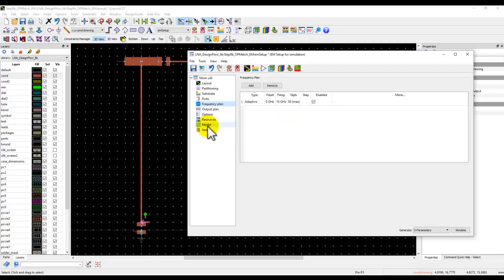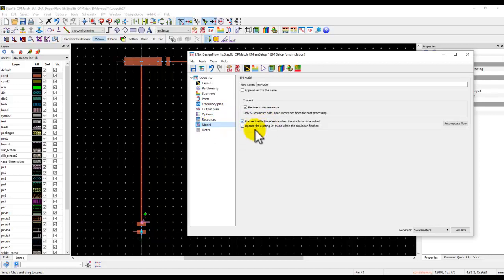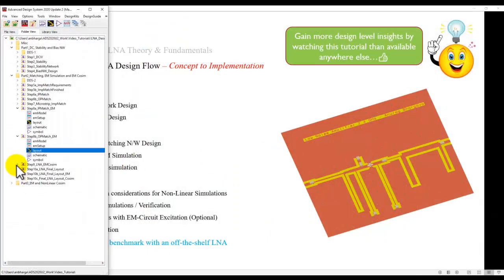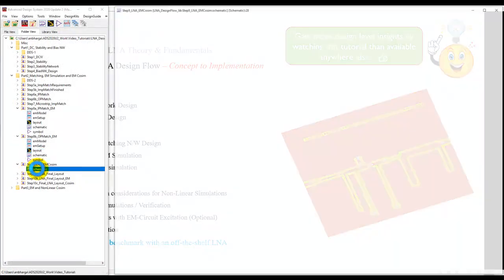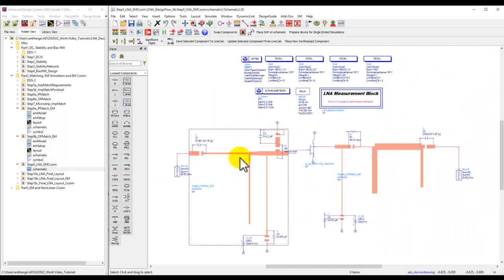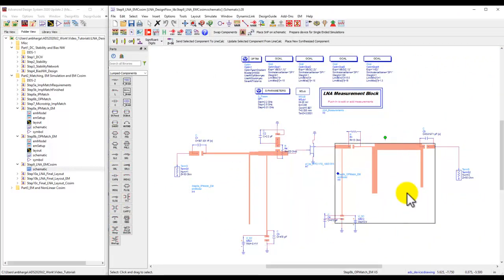All right, so once we set it up, we go to EM model, we create an EM model, we create a layout lookalike symbol. And finally, once we finish both of these EM simulations, we go to step number 9, which is co-simulation. And here you have the co-simulation schematic. And you can see this is the input matching layout. This is the output matching EM component. And this is the DC bias supply.